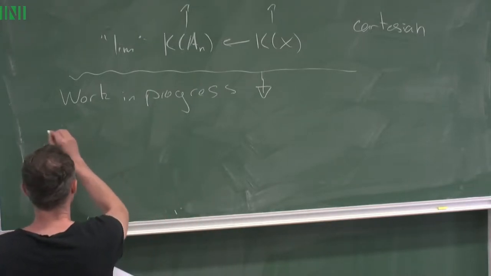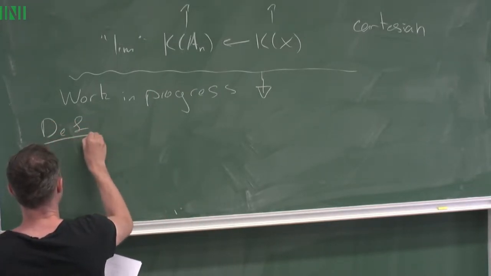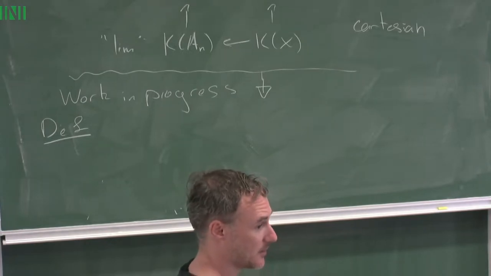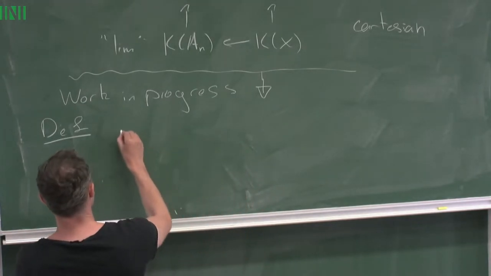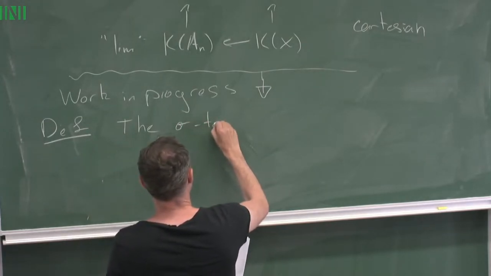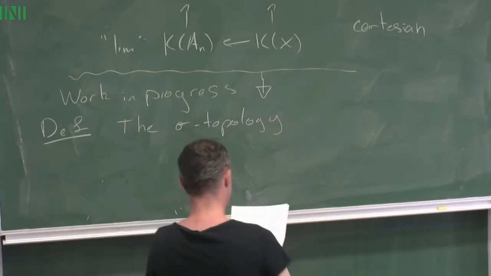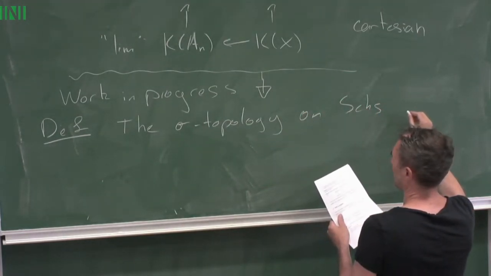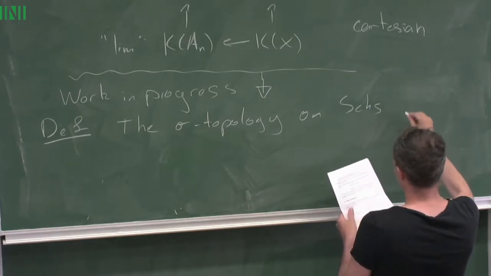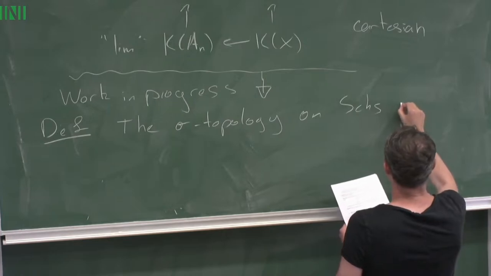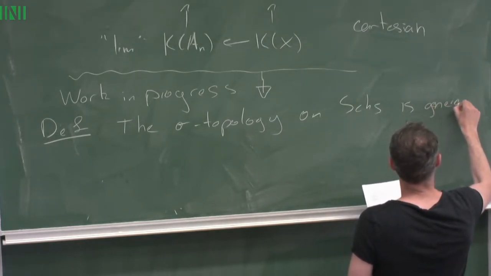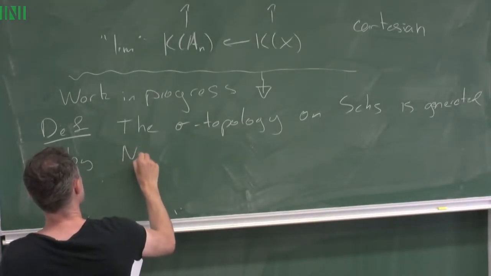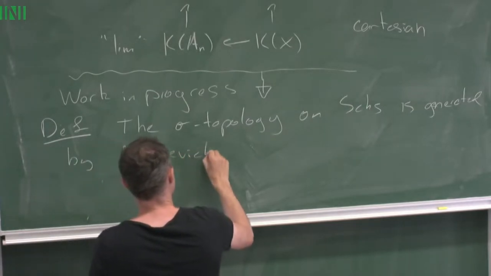Okay, so the definition. I'm going to define two topologies, in fact, and I don't want to commit to giving either of them a name. So the first one will be the sigma topology. This is a topology on finite presentation schemes over a Noetherian base, and this is generated by the Nisnevich topology.